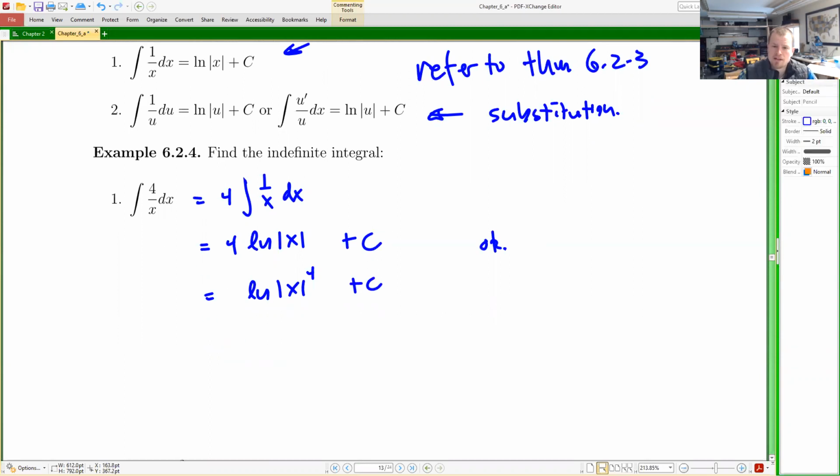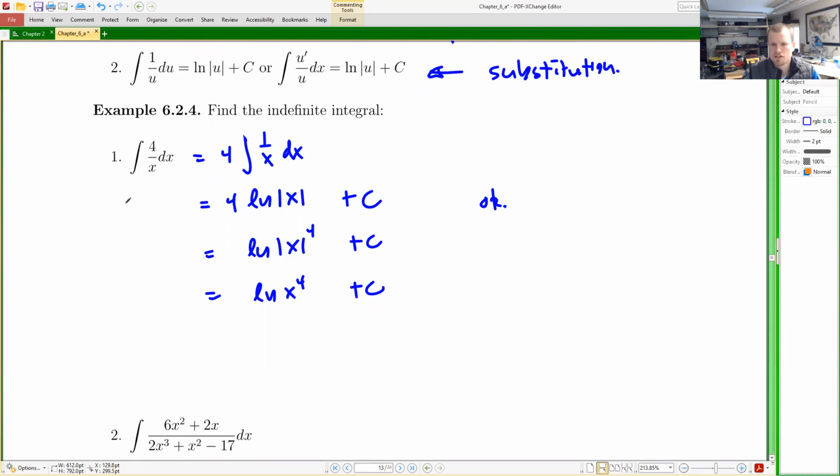But beyond that, if we're taking the absolute value and raising it to the 4th power, then these absolute values are essentially useless. So this is just the natural log of x to the 4th plus c. Now we don't even have any absolute values. So that looks really good. This is a fine answer right here. I like this one. This answer is also good.